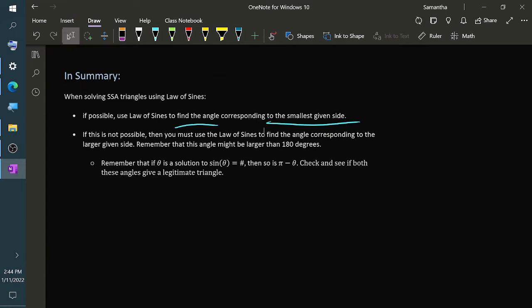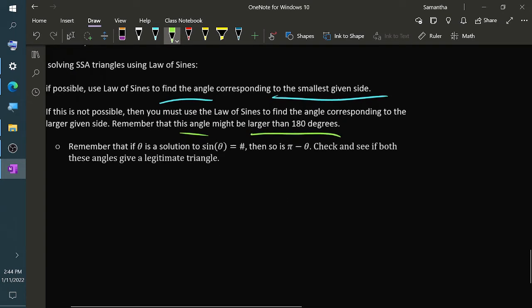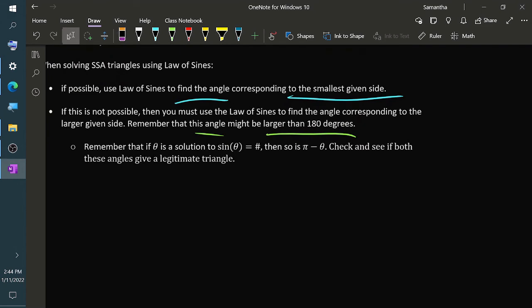However, if it is not possible to find the angle of the smaller side, if you have to find the angle of the larger side, then you have to remember that the angle might be larger than 90 degrees. And so the trick to use is to remember that if an angle, maybe call it theta, is a solution to sine of theta equals number, then so is the secondary angle pi minus theta.